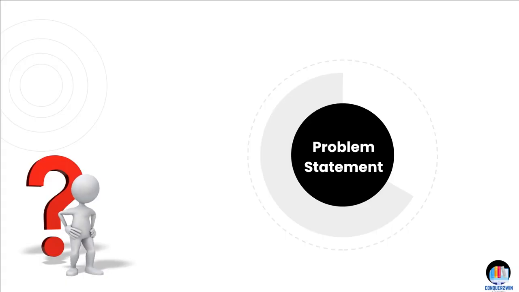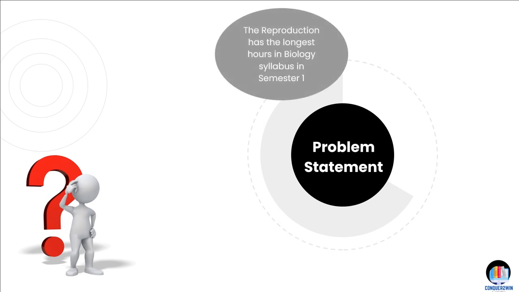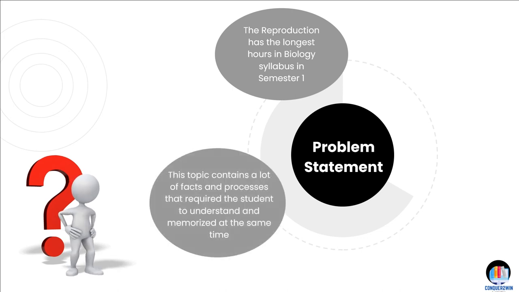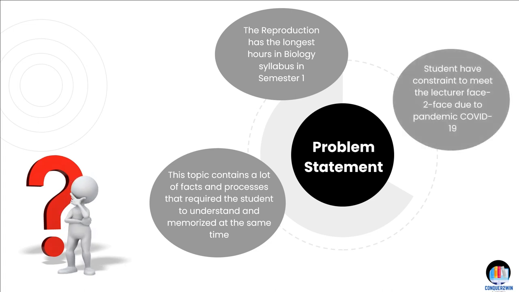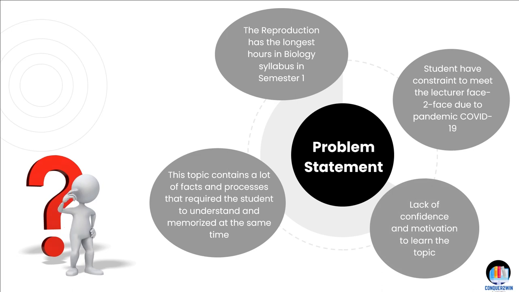Based on the observation and interviews with the students, we have listed some of the issues that sparked the idea of Conquer to Win. First, the Reproduction and Development chapter is the longest chapter in the biology syllabus in semester 1. Second, this chapter contains a lot of details, facts, diagrams and processes that require the students to understand and memorize at the same time. Third, due to the COVID-19 outbreak, students have constraints to meet the lecturer face-to-face to resolve any misunderstanding for the topic. Last, there is a lack of confidence and motivation to learn the topic.